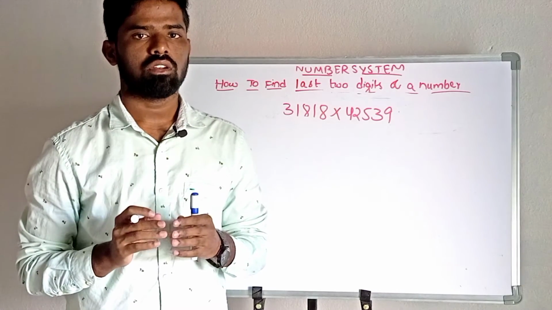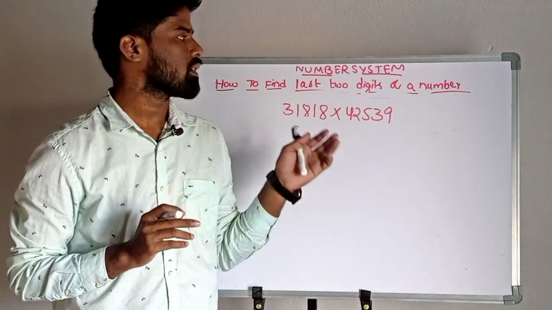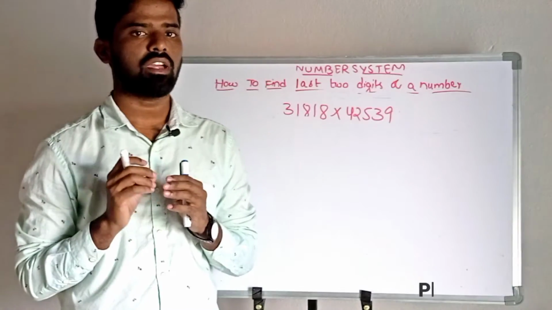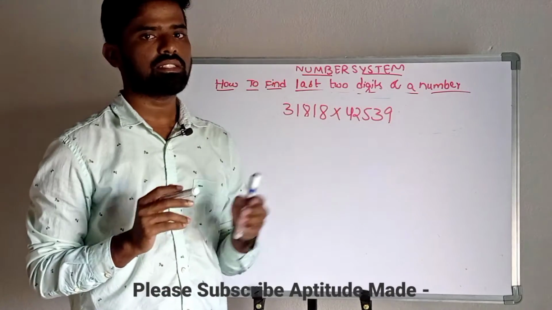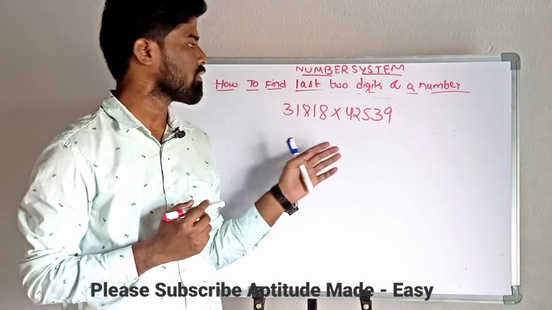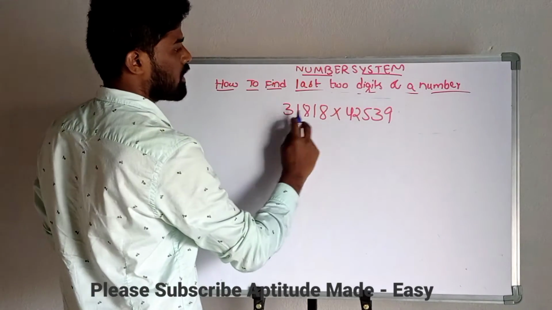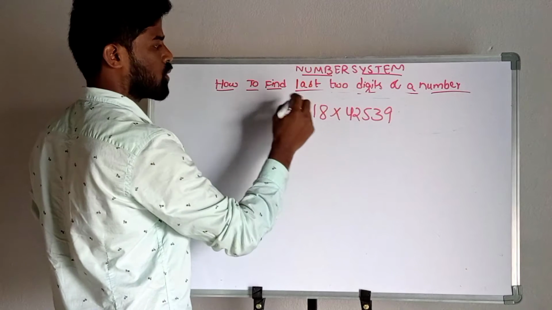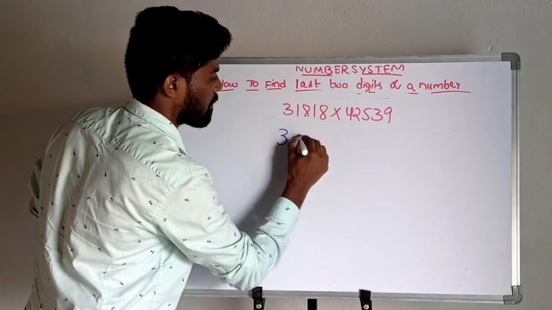Hello everyone. Today the topic we are going to look at is finding the last two digits of any number. First we will understand how to find the last two digits of a product like this. Next we will see how to find the last two digits of a bigger number like x to the power of y. Here in this product, for finding the last two digits we use the cross multiplication system.